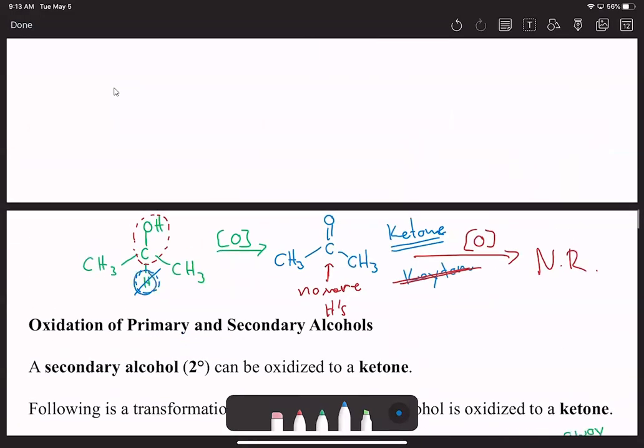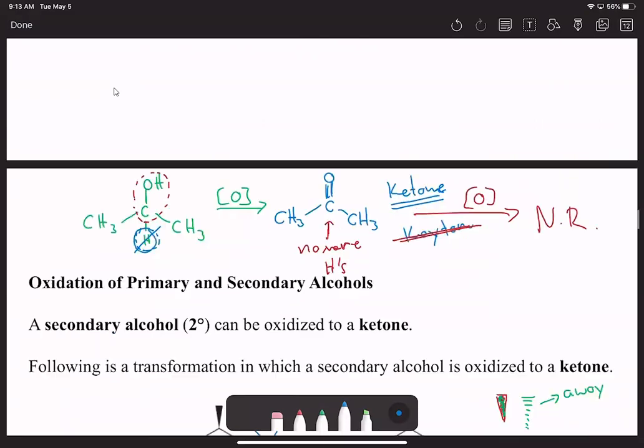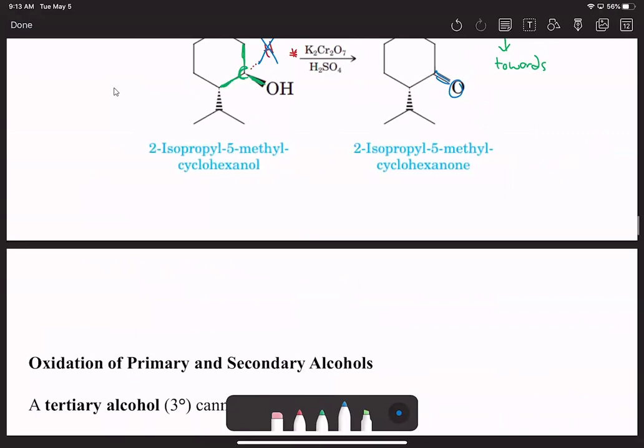Remove the hydrogen and form your carbonyl. So let's do another one here. Secondary alcohol. Let's use this one up here. So we've got K2Cr2O7. So we're going to remove the hydrogen and we're going to form a carbonyl there. So here, wherever that oxygen is at, I'm going to form a carbonyl, and this is my ketone.